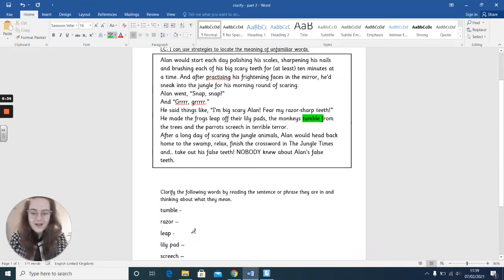So I think the word tumble, I am going to write that it means fall, because I think the monkeys are tumbling from the trees. They are falling out of the trees because they're so scared and they're panicking so much. So I have inferred there that tumble means fall.